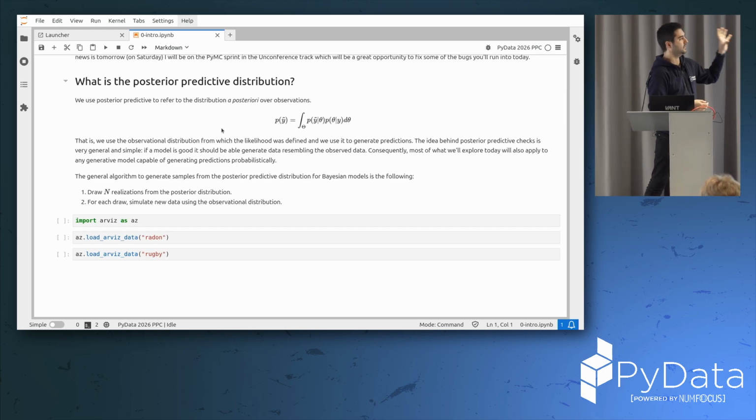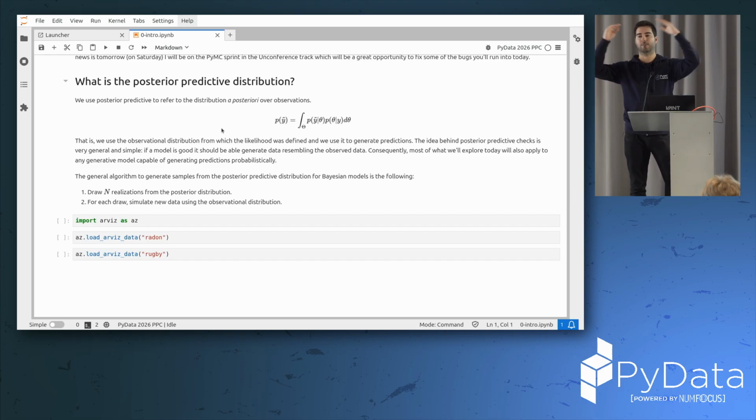Then we can take this posterior distribution and take it one step further by combining it with the observational distribution or the likelihood in order to generate predictions for which we'll also have a full distribution over our predictions. This is what we call the posterior predictive distribution.